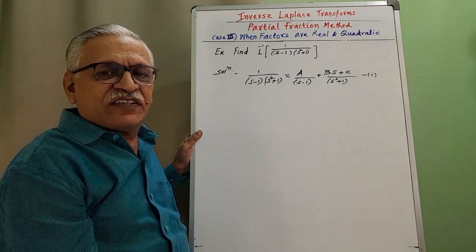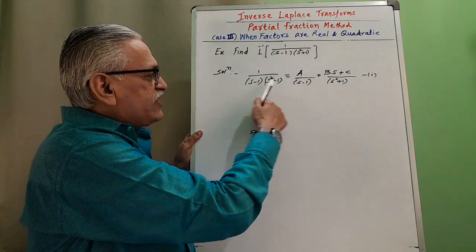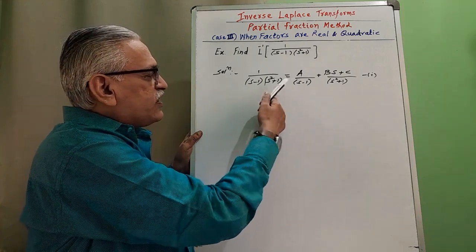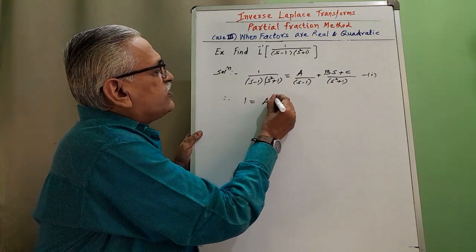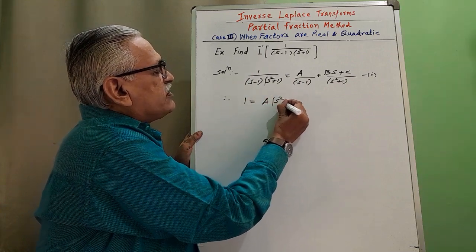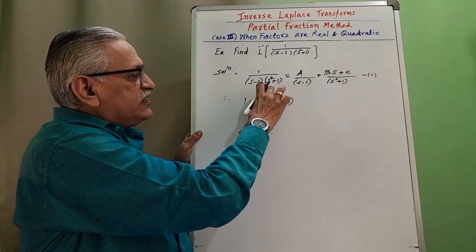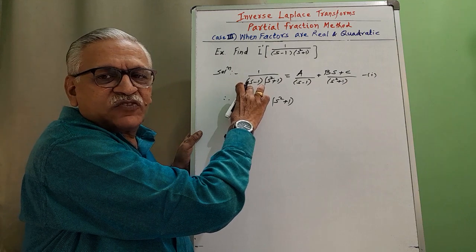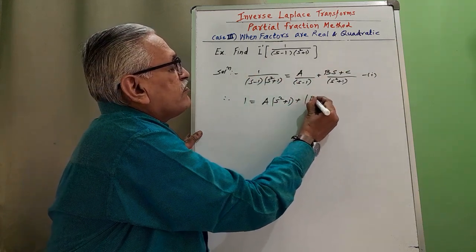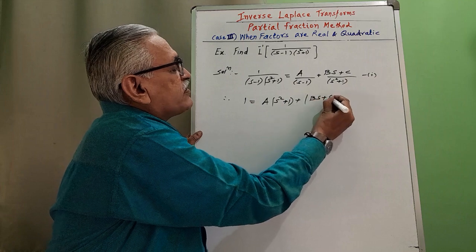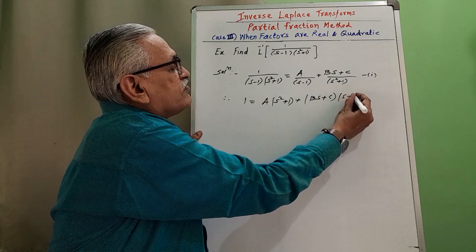And then finding LCM. LCM is (s minus 1) into (s square plus 1). Dividing by s minus 1, remaining is s square plus 1. And therefore, we get 1 is equal to A into (s square plus 1). And dividing by s square plus 1, this gets cancelled, remaining is s minus 1. Therefore, plus (Bs plus C) into (s minus 1).